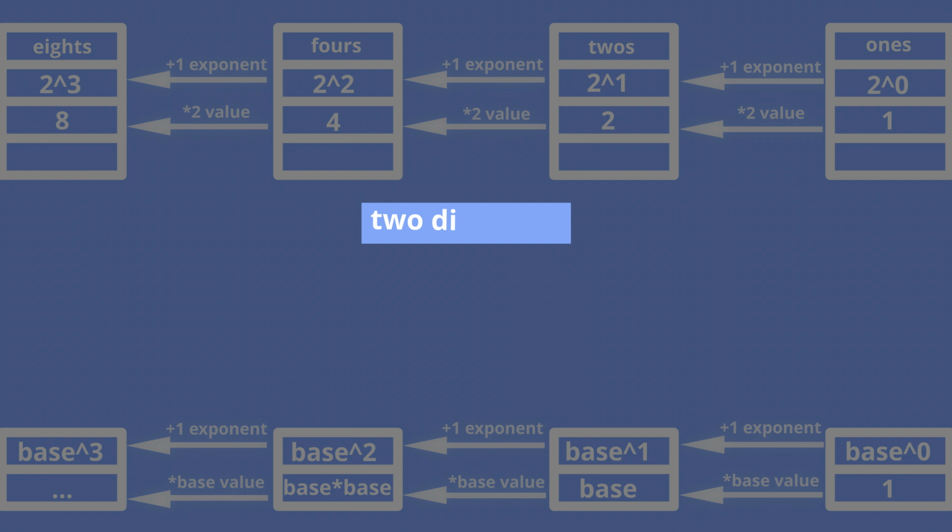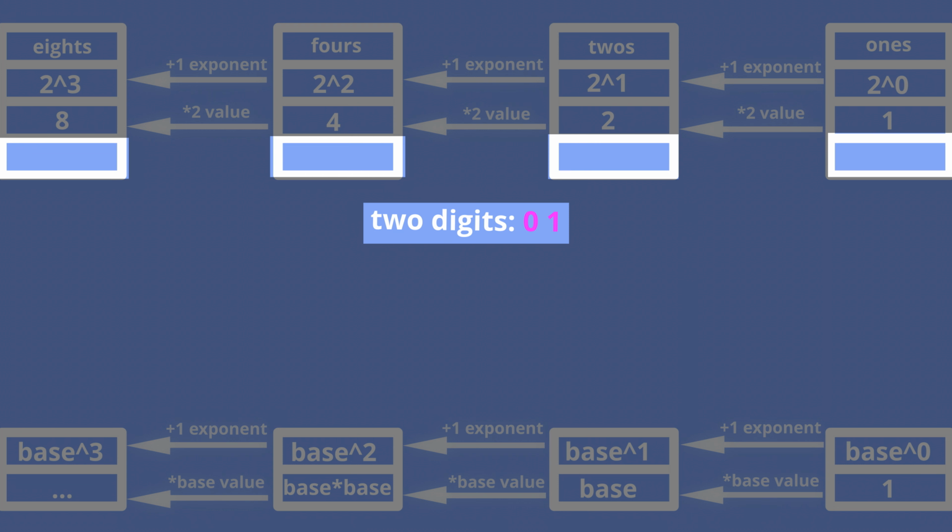In the base 2 number system, we have two digits, 0 and 1. These digits can occupy these positions. I marked the digits of the base 2 number system with magenta color. The position of 1s can be occupied by the digit 0 or 1. The position of 2s can be occupied by the digit 0 or 1, and so on.